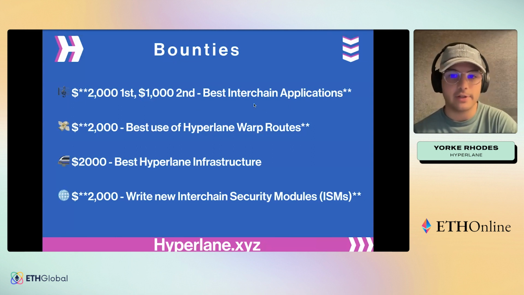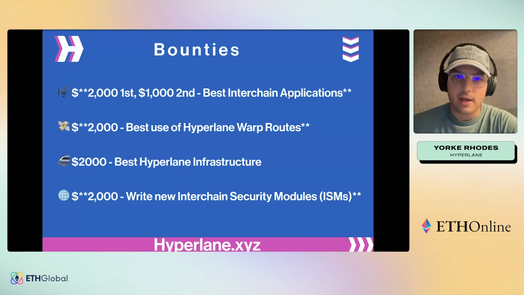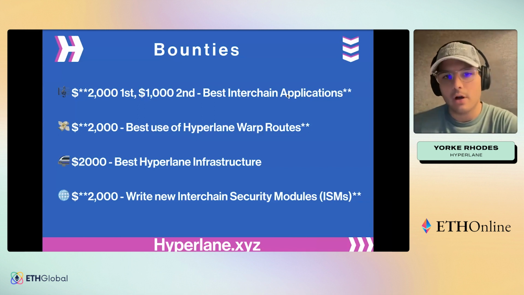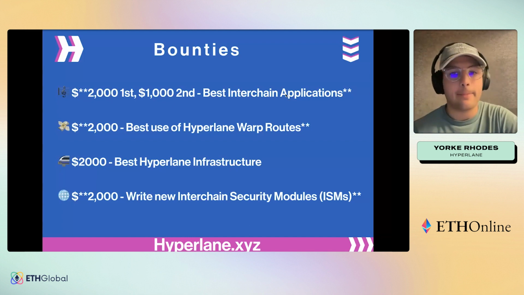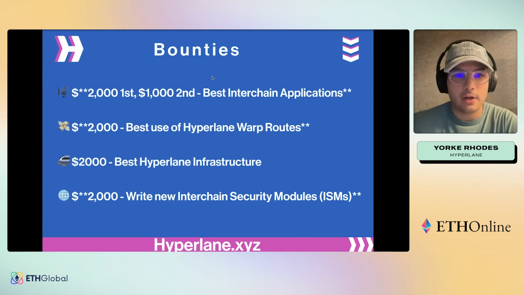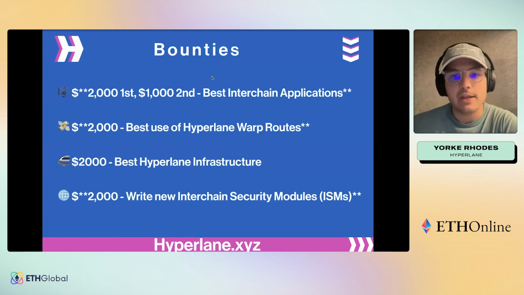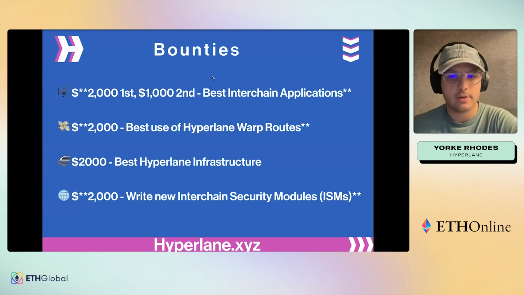The other prizes are best interchain applications. We're curious what you can come up with using this API and some of these developer primitives. Maybe it's a cross-chain lending protocol. Maybe it's extending some dApp architecture that exists on one chain, which would benefit from the distribution or composability of being on multiple chains. Maybe it's a lending protocol for native assets, so you can borrow and lend Matic and ETH against each other, something like that. Then there's best use of warp routes.